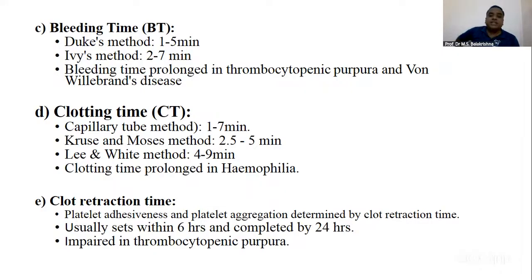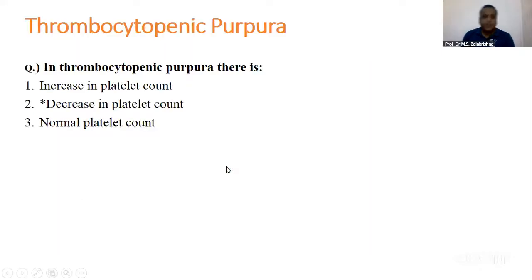Then clot retraction time. It is the platelet adhesiveness and platelet aggregation. The platelets will come and stick at the injury site. So adhesiveness and aggregation is determined by clot retraction time. Usually it is 6 hours and it should be completed in 24 hours. So within one day it should be finished. But this condition is again impaired in thrombocytopenic purpura.